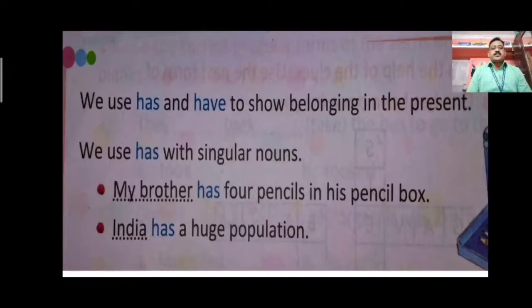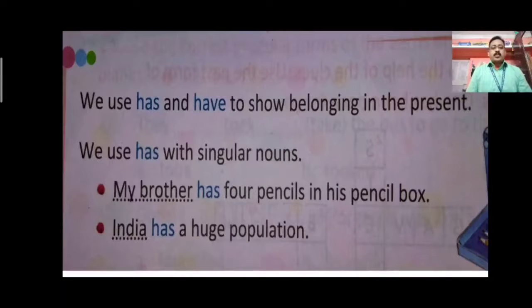So let's see the example here. My brother has 4 pencils in his pencil box. As we know, in this sentence we are talking about my brother. My brother is a singular noun here. Brother is a singular noun. So we have to use has here. Second sentence, India has a huge population. Here also we are talking about one country, that is India. So has is used in this sentence.